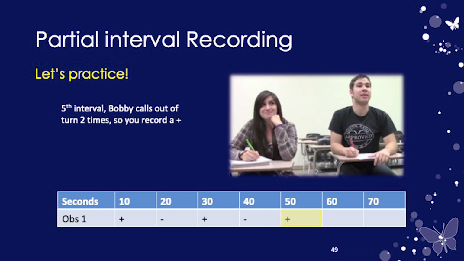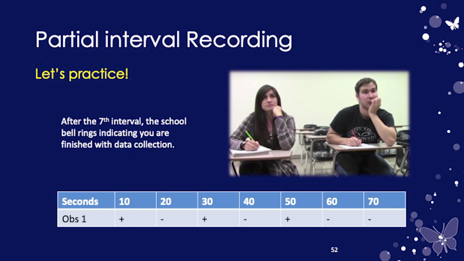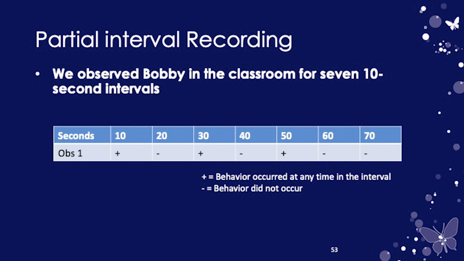In the fifth interval, he calls out of turn 2 times, so you record a plus. During the sixth interval, he does not call out of turn, so you record a minus. During the seventh interval, Bobby does not call out of turn, so you record a minus. After the seventh interval, the school bell rings indicating that you're finished with data collection. Let's review the results. You observed Bobby in the classroom for 7 10-second intervals.